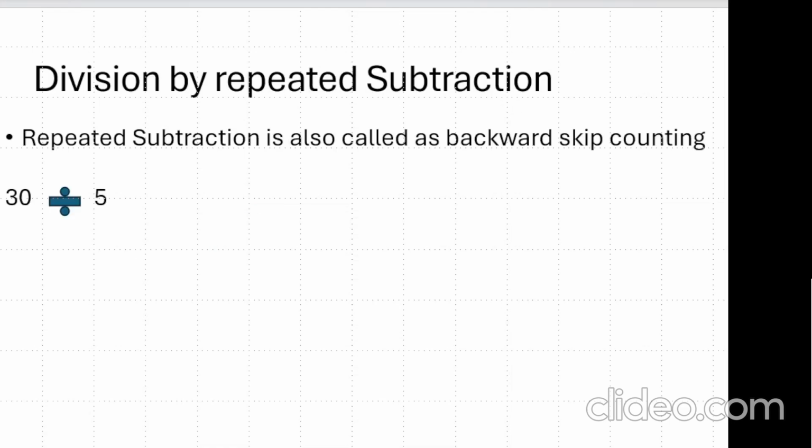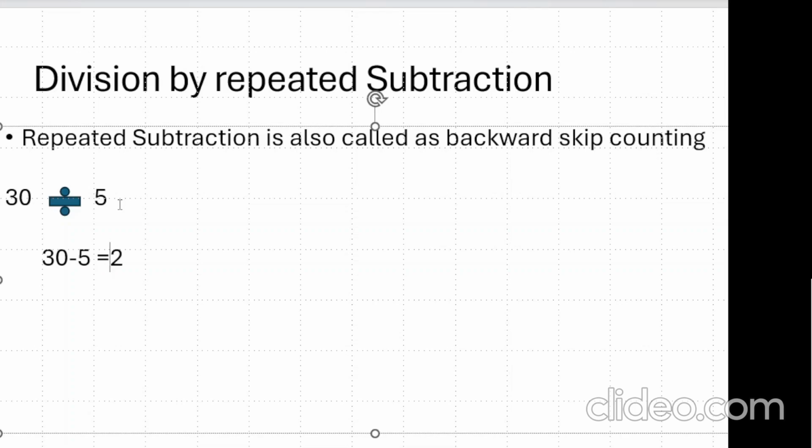So let's move on to the division by repeated subtraction. Repeated subtraction is also called backward skip counting. Let's understand with the help of an example. 30 divided by 5. In order to do this, we need to do the backward skip counting, which is 30 minus 5 is equal to 25. We need to do this until we get 0.